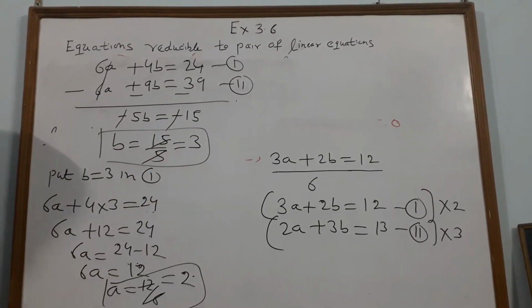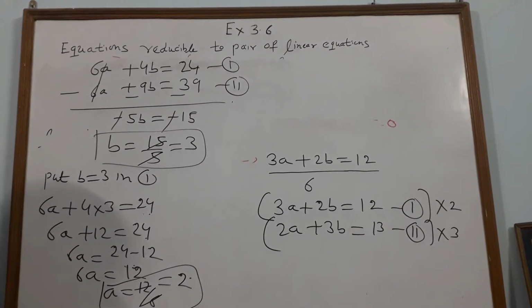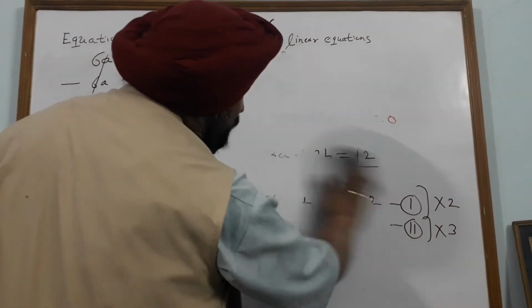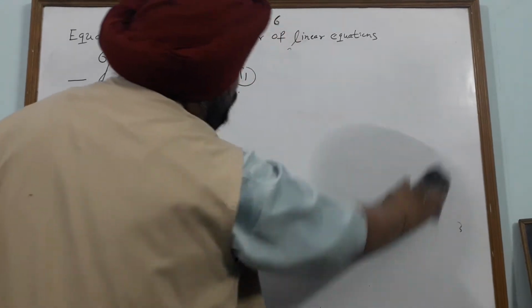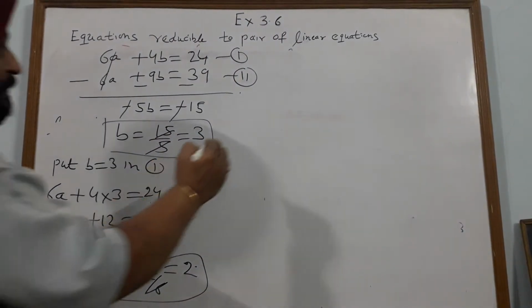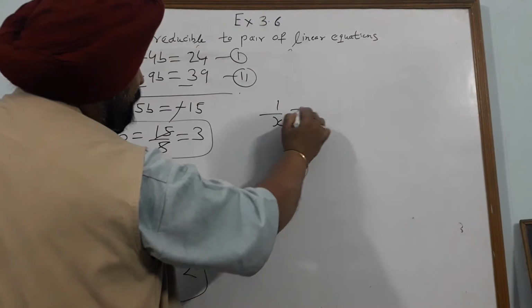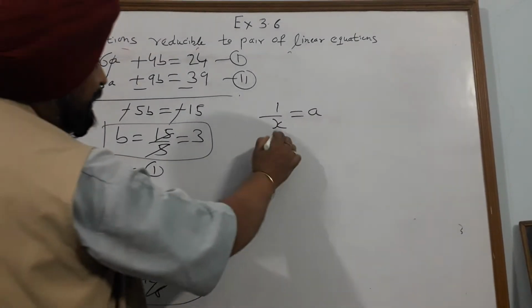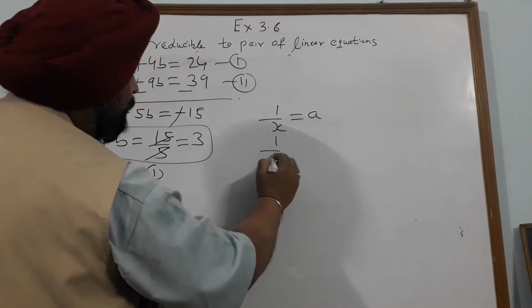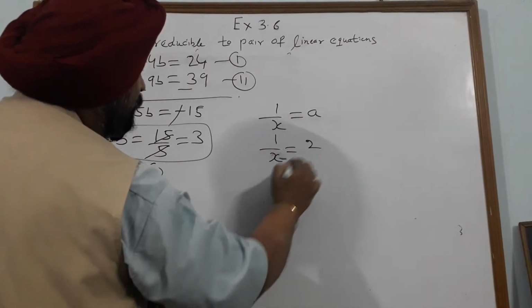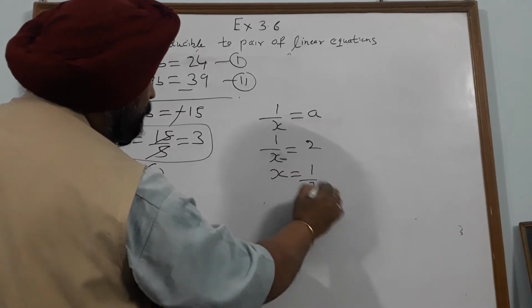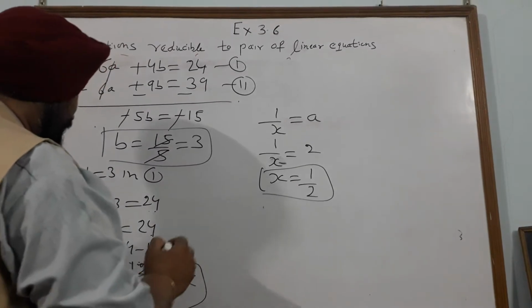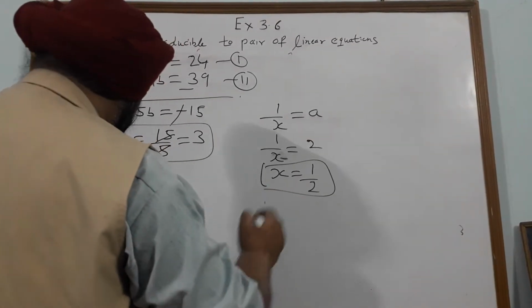But our equation is in x and y. We want to find out the values of x and y. What we have supposed, our substitution is, we have supposed 1 upon x is equal to a. Now what is the value of a? The value of a is 2. So 1 upon x is equal to 2. So what is the value of x? 1 by 2. Similarly, we have substituted b in place of 1 upon y.